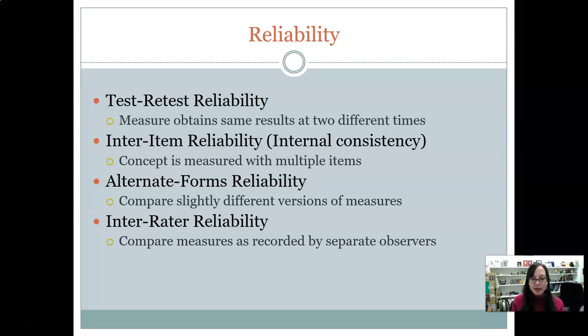And then we have inter-rater reliability, which means that if you have separate people observing or taking the information down as the researcher or research assistants, then it should be the same or a similar rating across different people. So different people should be rating the same thing very close to the same way.